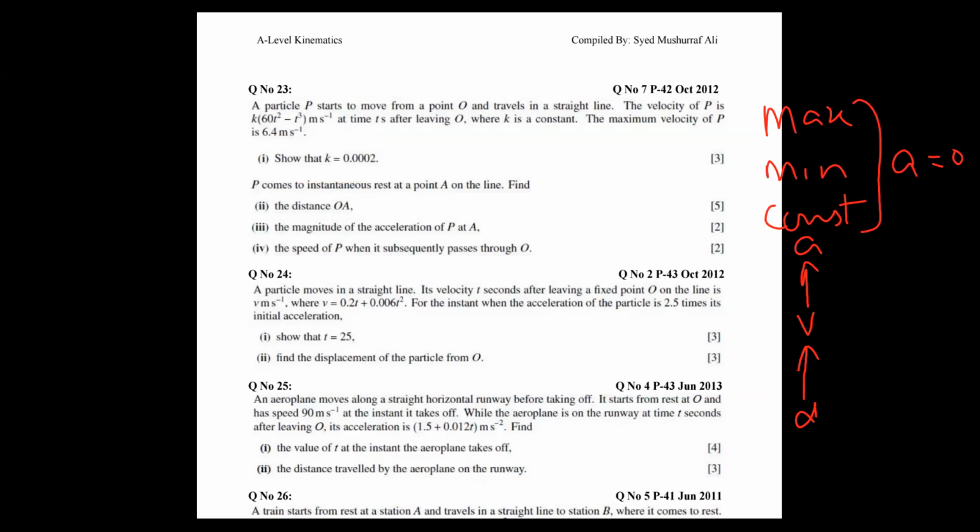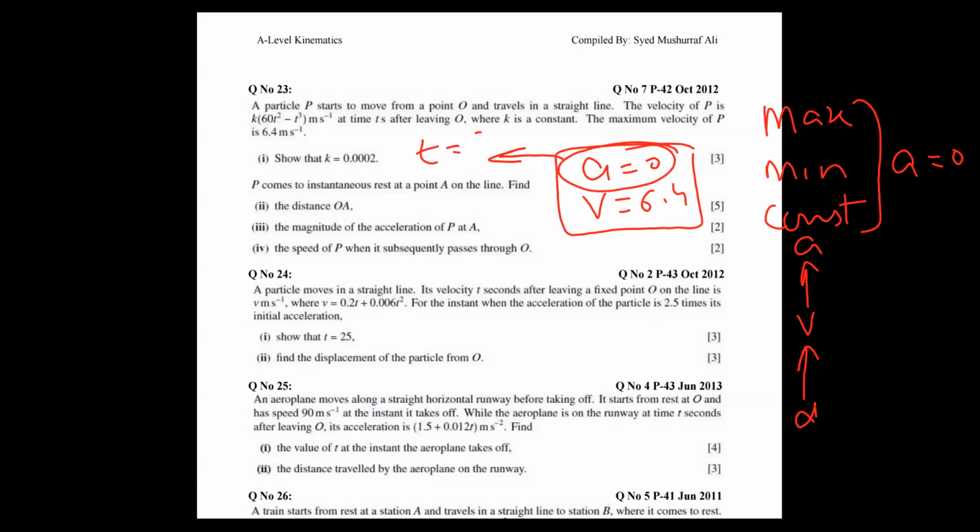We have to first of all differentiate it. When I reach the acceleration, I will put acceleration 0 and velocity 6.4. Because acceleration 0 is given, we can find time from there, and then time and velocity will help us to get the k value.